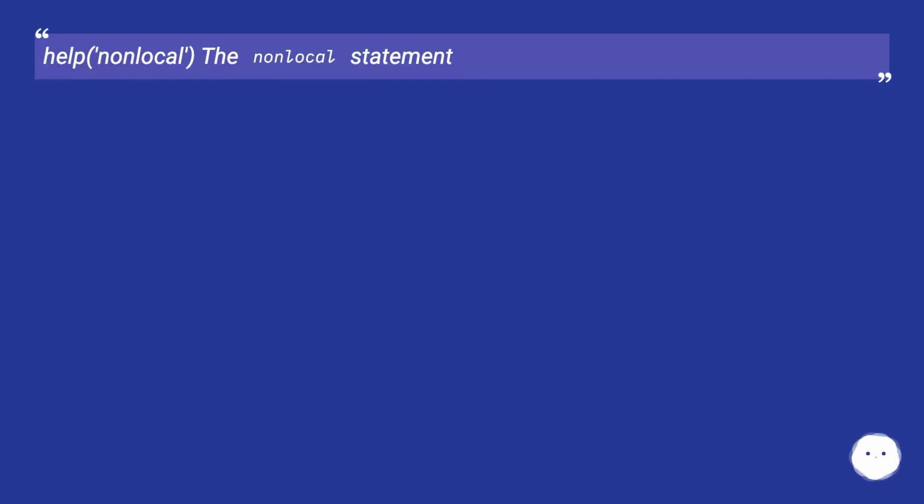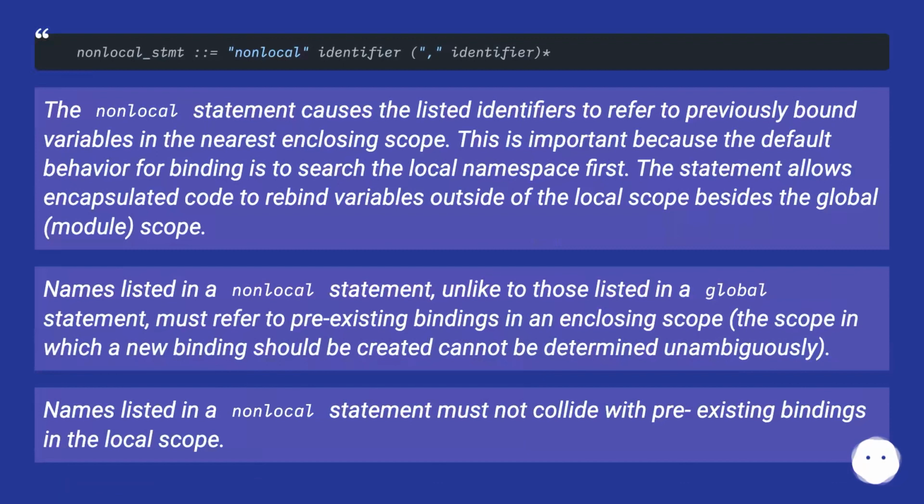Help nonlocal, the nonlocal statement. The nonlocal statement causes the listed identifiers to refer to previously bound variables in the nearest enclosing scope. This is important because the default behavior for binding is to search the local namespace first. The statement allows encapsulated code to rebind variables outside of the local scope besides the global module scope. Names listed in a nonlocal statement, unlike those listed in a global statement, must refer to pre-existing bindings in an enclosing scope. The scope in which a new binding should be created cannot be determined unambiguously. Names listed in a nonlocal statement must not collide with pre-existing bindings in the local scope.